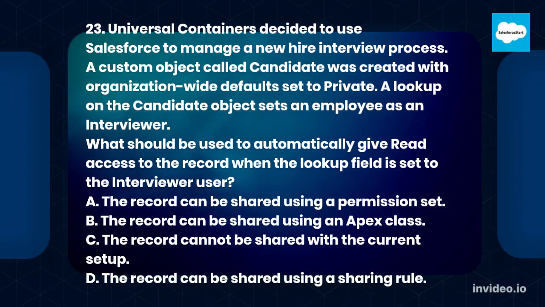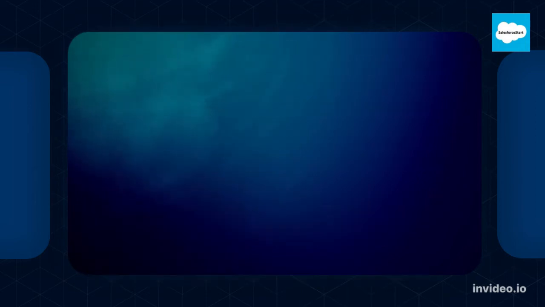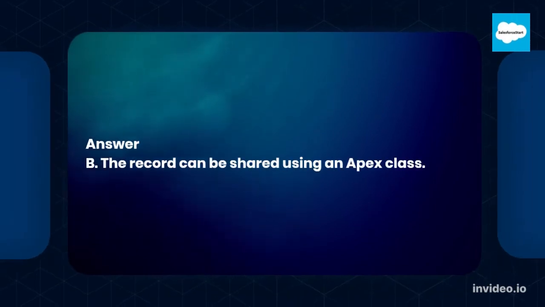B. The record can be shared using an Apex class. C. The record cannot be shared with the current setup. D. The record can be shared using a sharing rule. Answer: B. The record can be shared using an Apex class.